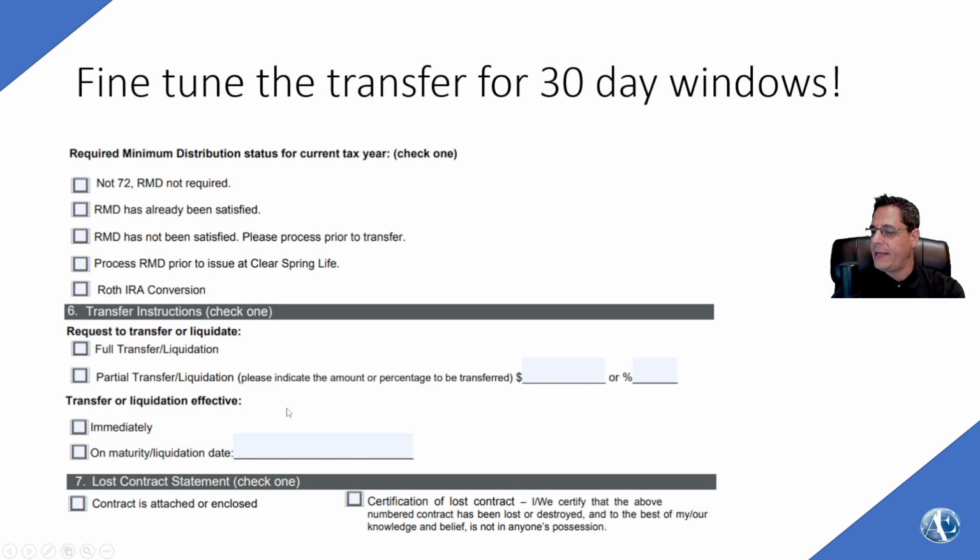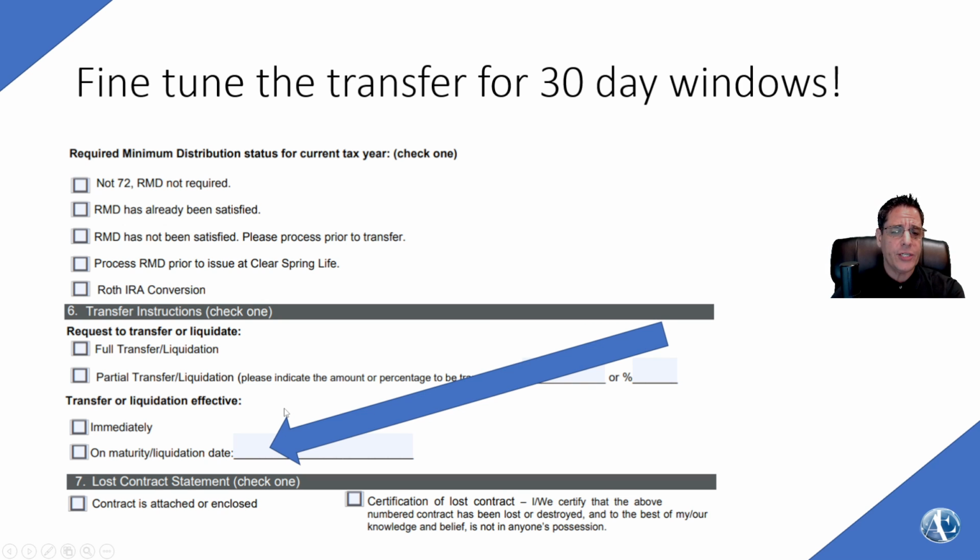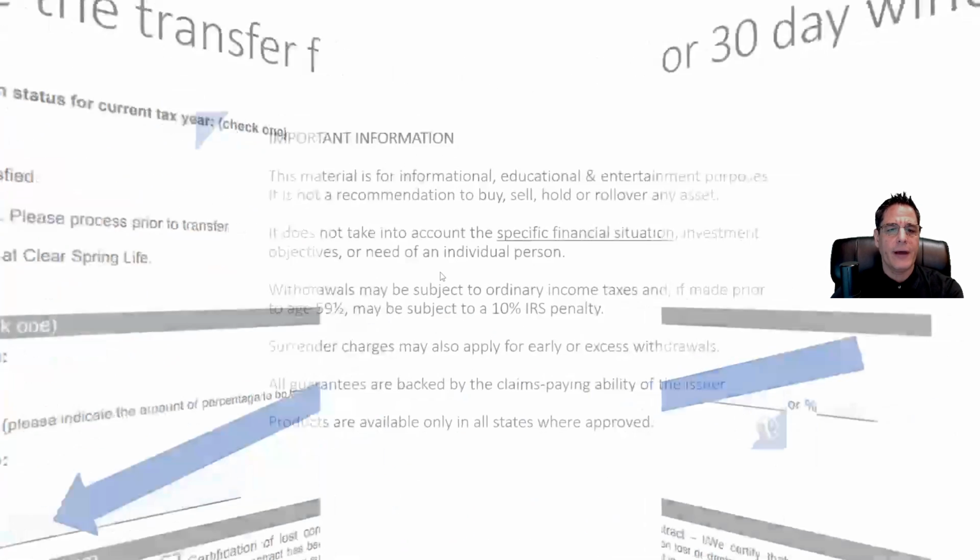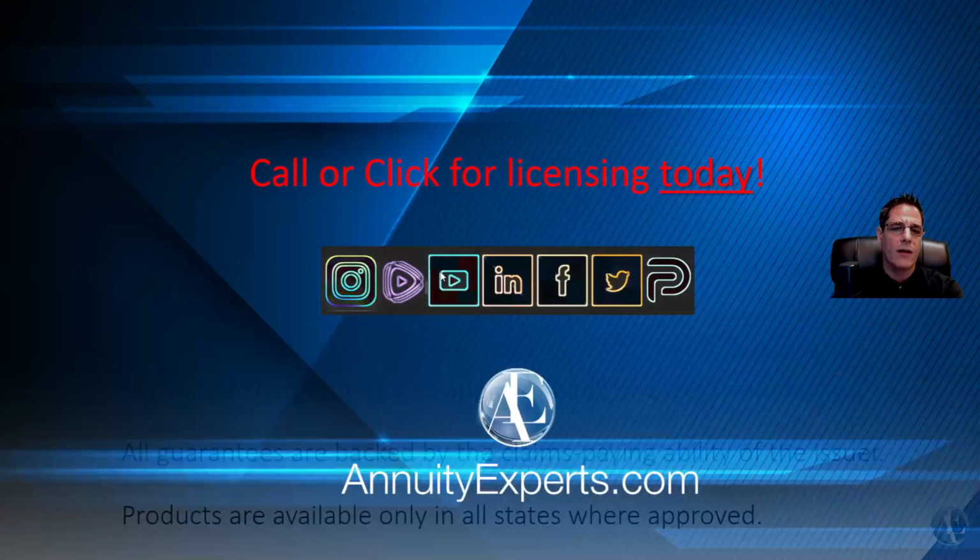And then this part here is on the maturity date or immediately. So if it is a liquid account, you can just say, hey, move it immediately. But let's say you're in a 30-day window and you're in maturity and you know the 30-day window ends at September 15th. So you can type right in here, September 15th, so they don't move the money early and you get hit with a surrender charge or something like that. And of course, they want the old contract. So you can just say you've enclosed it or it was destroyed, or you certify that it was destroyed or lost. And that's that for, I hope that was simple enough, for qualified, non-qualified money.